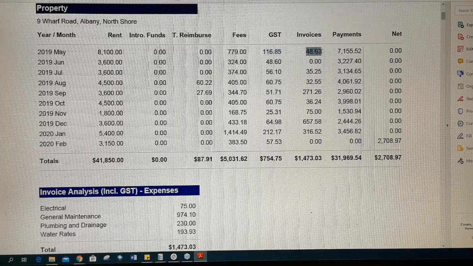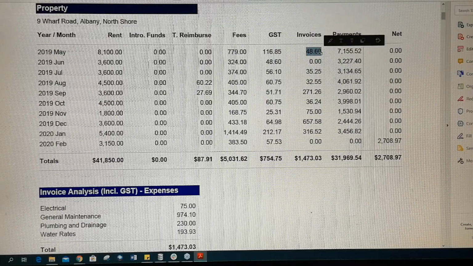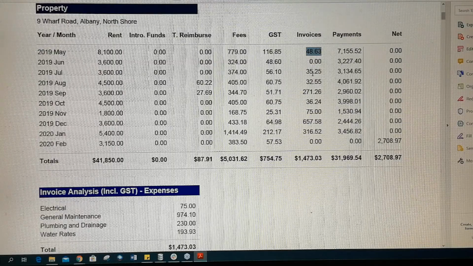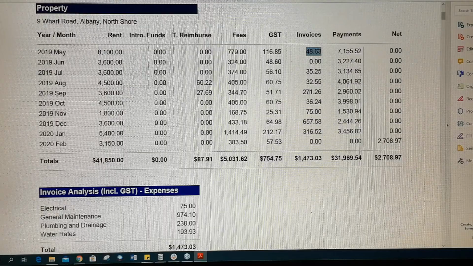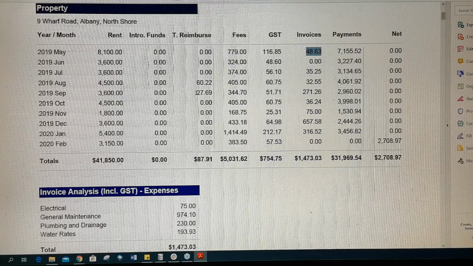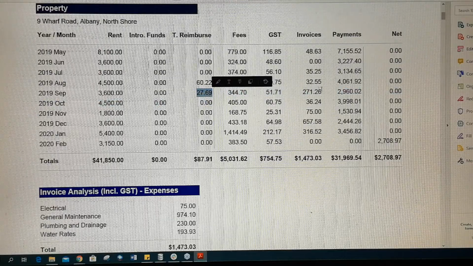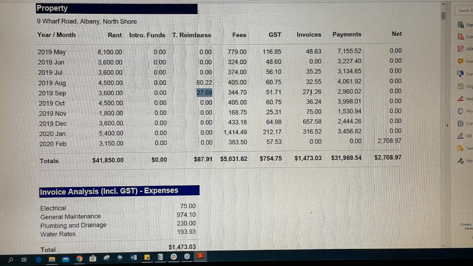Now invoices, again, fairly self-explanatory. Any invoices that have been charged, not necessarily paid, but charged to that owner during that particular month. And of course, if we have our tenant reimbursement over here, then that may well be offsetting part of this invoice.